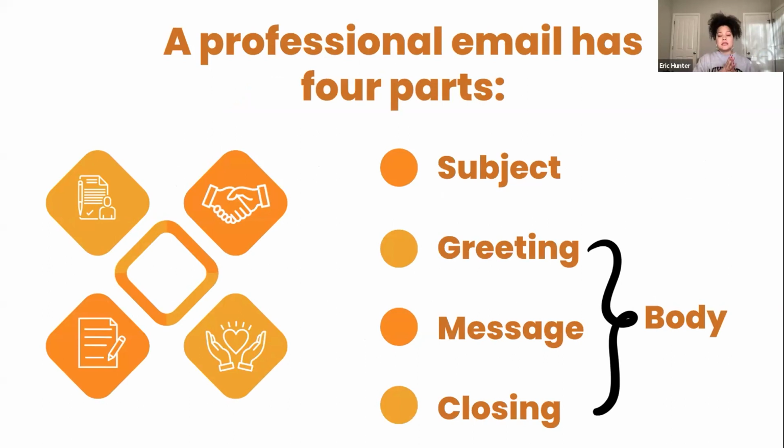Professional emails have 4 parts, okay? They're going to have a subject, a greeting, a message, and a closing. The greeting, the message, and the closing are going to be encompassed in the body of your message, which is why I have that here, the body of your message, okay? So we're going to look at the subject of an email, and then within the body of the email, we're going to look at the greeting, the message, and the closing.